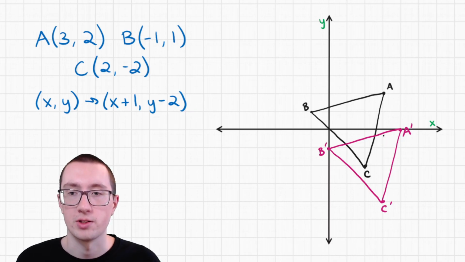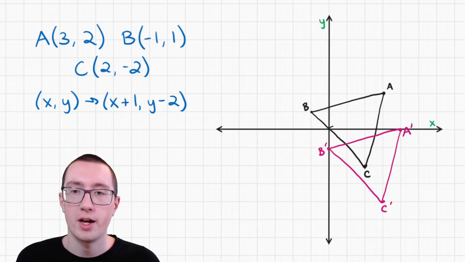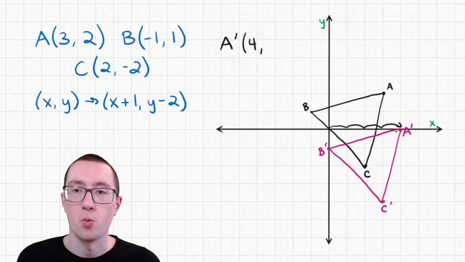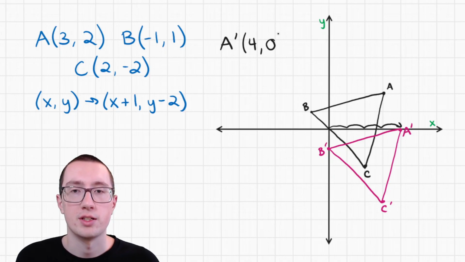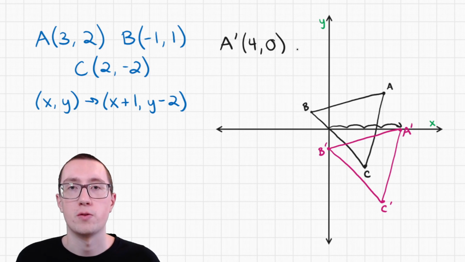you would just count the boxes. So I'll show you point A prime, for example. From the middle of the graph, we have to go 4 squares to the right to get to A prime, which means that A prime, the x value of that is going to be 4. But the y value, we actually don't have to move up or down at all. So y is going to be 0. So A prime is going to be 4, 0.